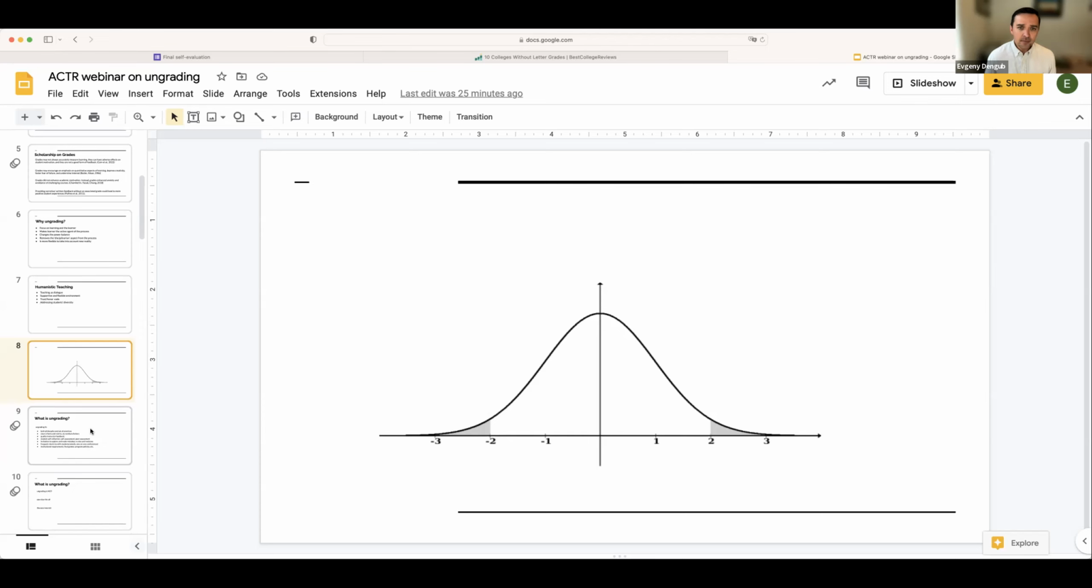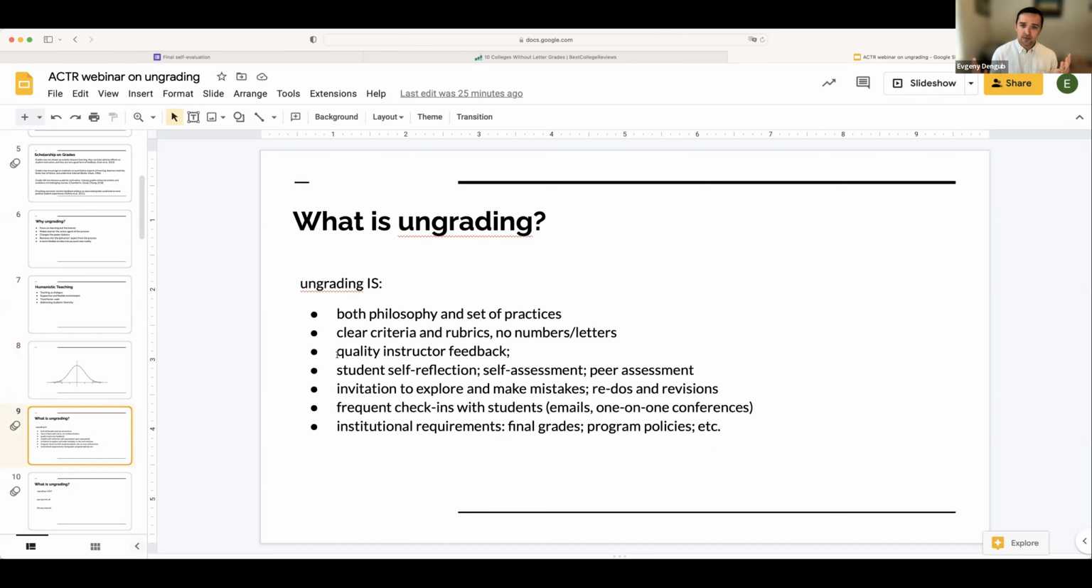policies like ungrading. So ungrading is both a philosophy and a set of practices. It still relies on clear criteria and rubrics, but there are just no numbers or letters associated with it. It needs quality instructive feedback. That feedback could have different shape and form, but it's a crucial piece. I would argue that feedback is crucial if we want to ensure good learning anyway. It involves student self-reflection, self-assessment, or peer assessment, depending on your style, on your preferences.